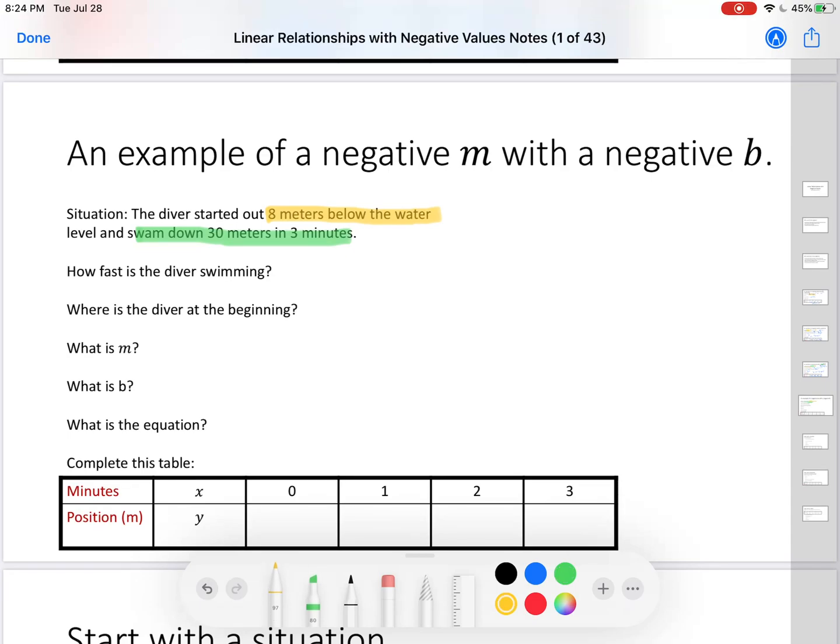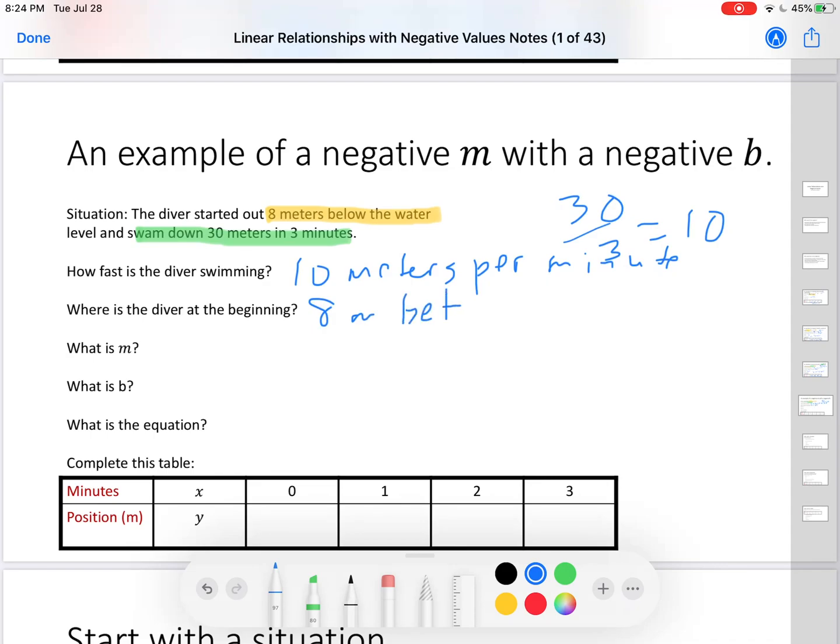So let's figure this out. How fast was the diver swimming? Well, 30 divided by 3 equals 10. So 10 meters per minute. Notice I didn't say negative 10 because it swims down. So I don't need to put the negative sign. Where was the diver at the beginning? 8 meters below the water.